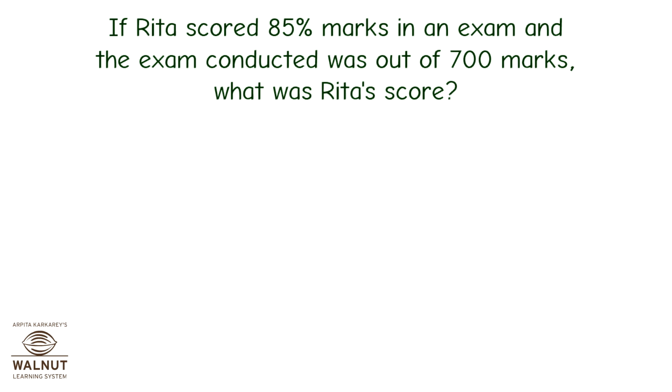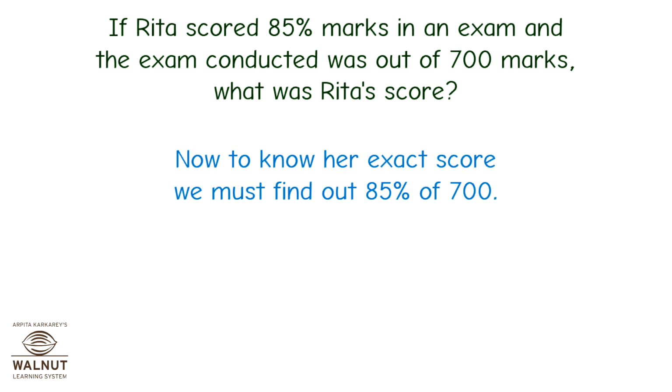If Rita scored 85% marks in an exam and the exam conducted was out of 700 marks, what was Rita's score? Now to know her exact score, we must find out 85% of 700. How do we do that? Let's see.